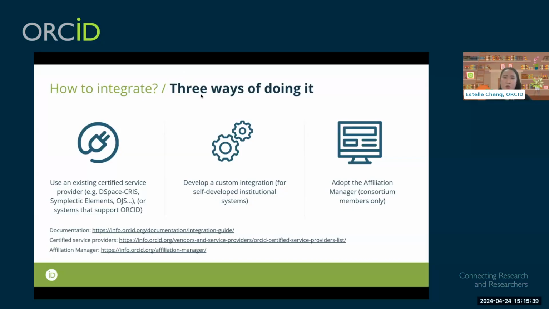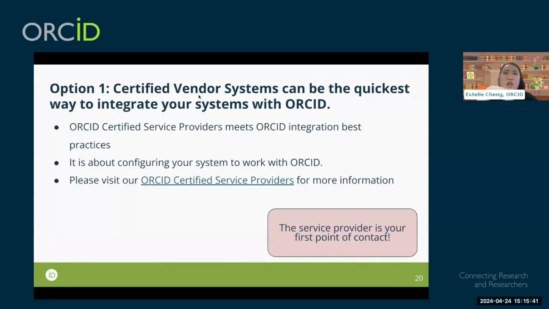Just to quickly share, option 1 is actually quite straightforward because the certified system passed ORCID's review. So it's very easy for our members to integrate with ORCID. Basically, it's more like turning on some functions in those certified systems, and you can start to connect with the member API and start doing things. Please visit our certified page for more information.